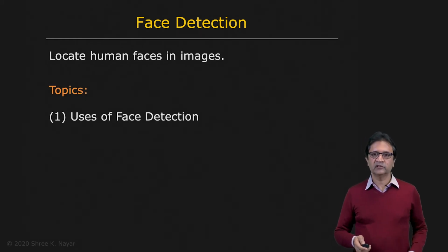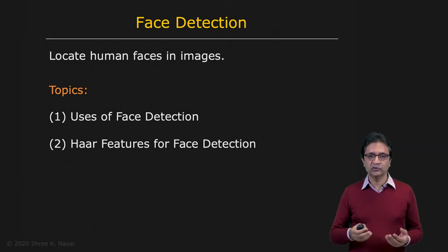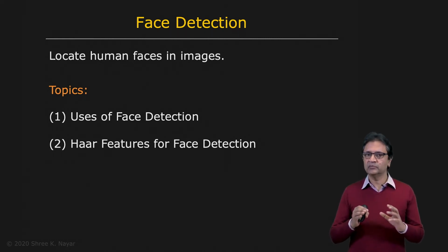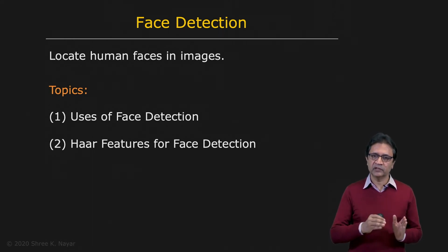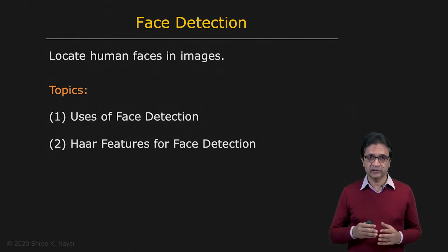We'll start by first looking at some important applications of face detection. And then we'll raise the following question. What are good features to use for face detection? We know how to compute edges, we know how to compute corners and SIFT features. But it turns out that faces are a particular type of appearance, and our goal is to simply discriminate between faces and non-faces. For this, we use what are called Haar features.